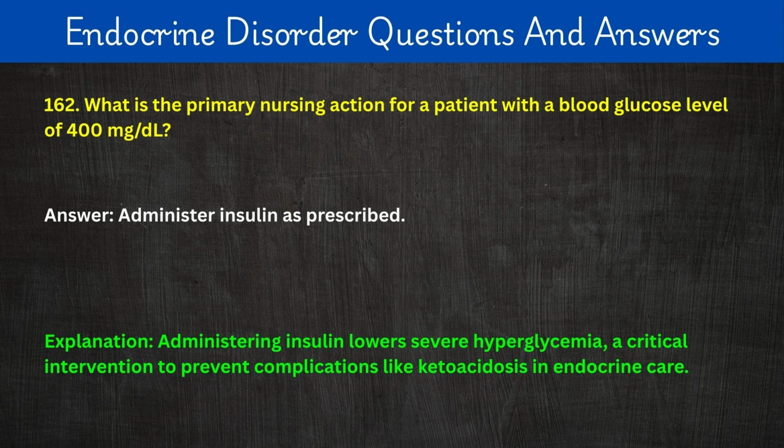162. What is the primary nursing action for a patient with a blood glucose level of 400 milligrams per deciliter? Answer: administer insulin as prescribed. Explanation: administering insulin lowers severe hyperglycemia, a critical intervention to prevent complications like ketoacidosis in endocrine care.